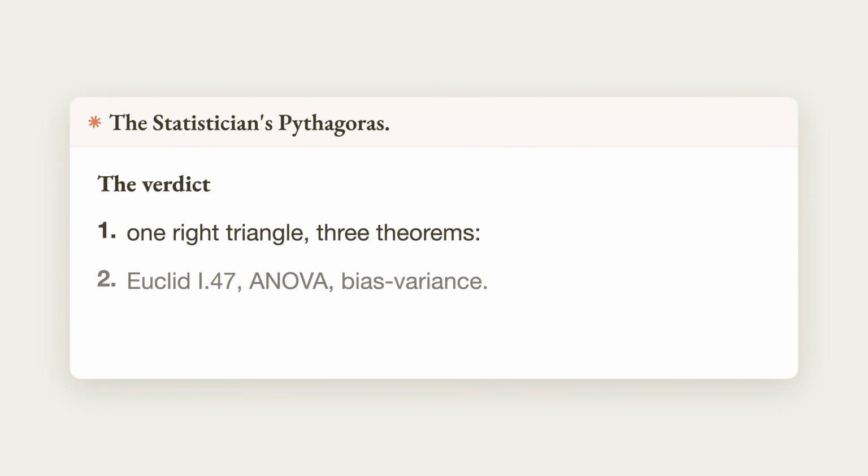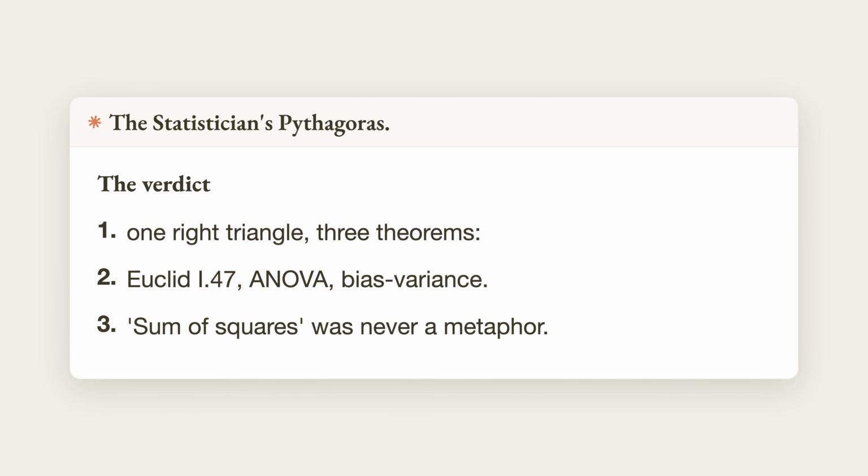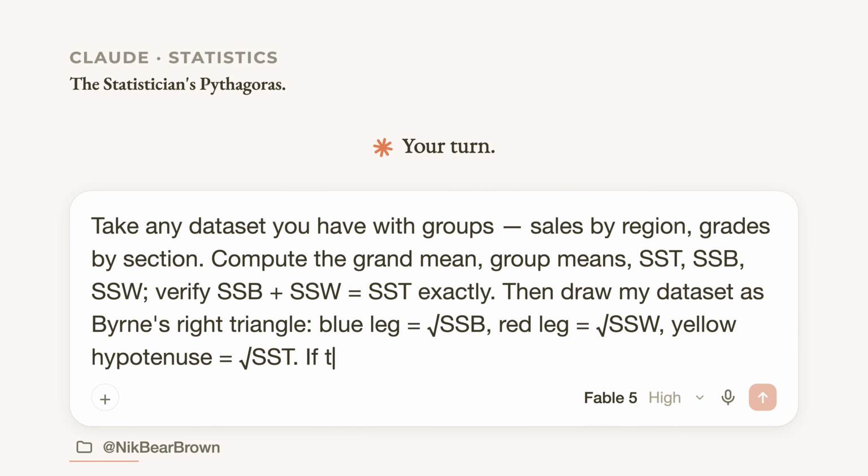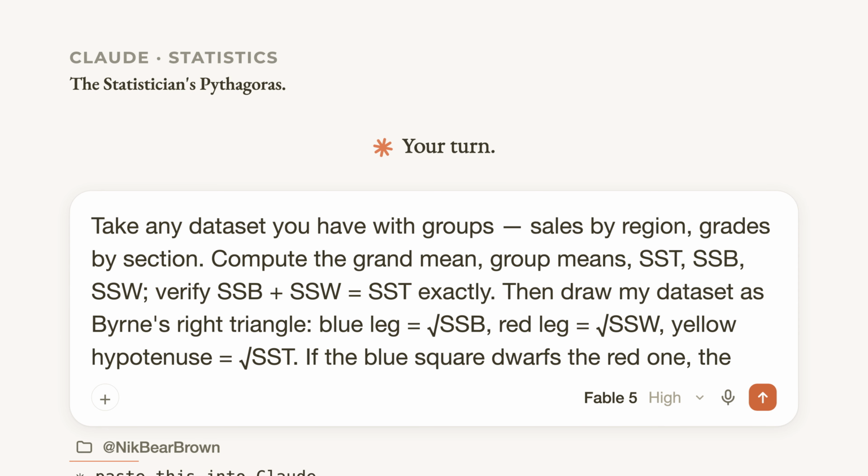1 right triangle, 3 theorems: Euclid I, 47, ANOVA, bias-variance. Sum of squares was never a metaphor. Your prompt has 2 jobs. It makes Claude verify the arithmetic before drawing anything: SSB plus SSW must equal SSD exactly. And it ends with a question, not an answer.